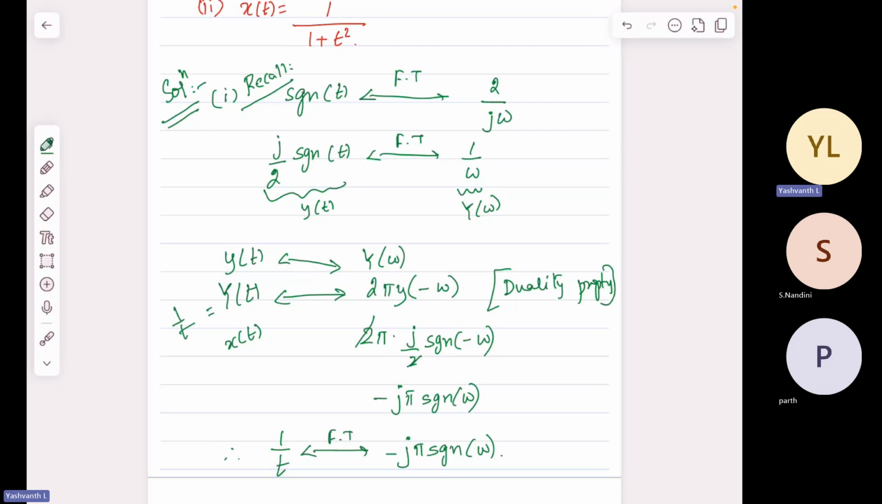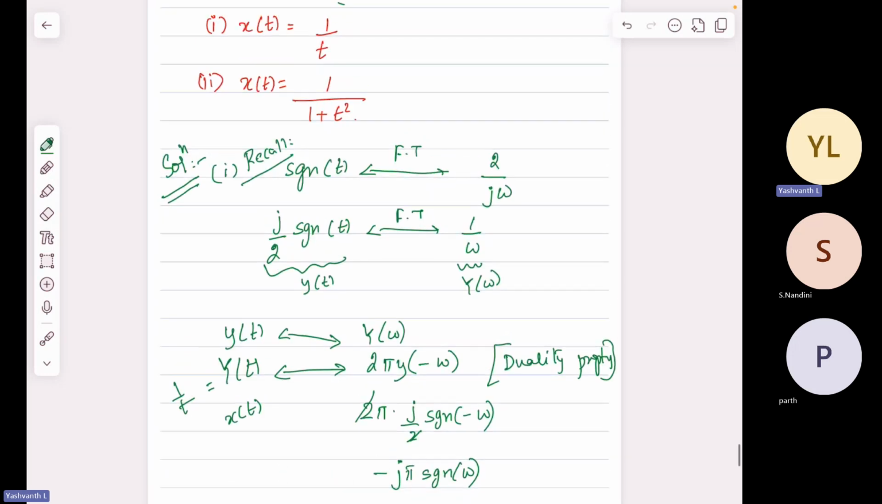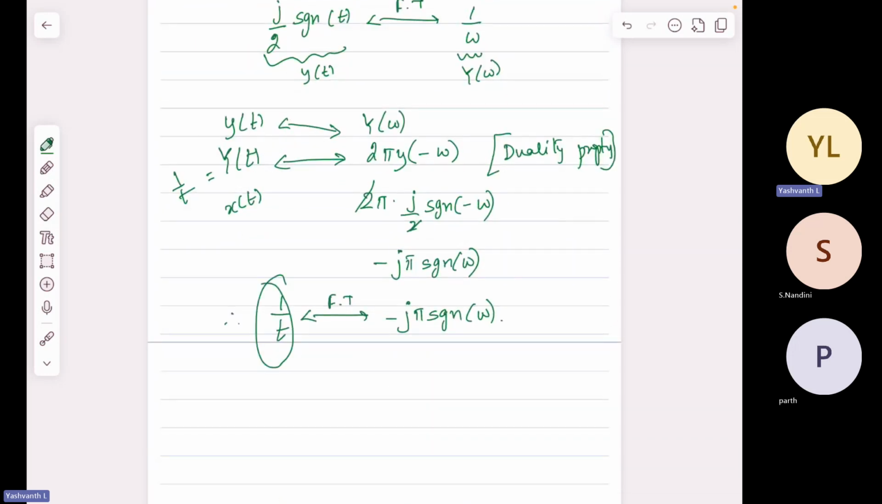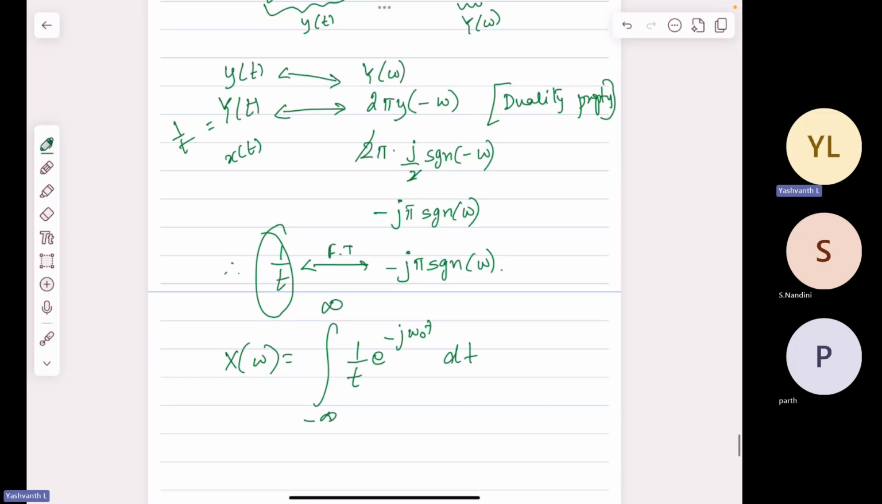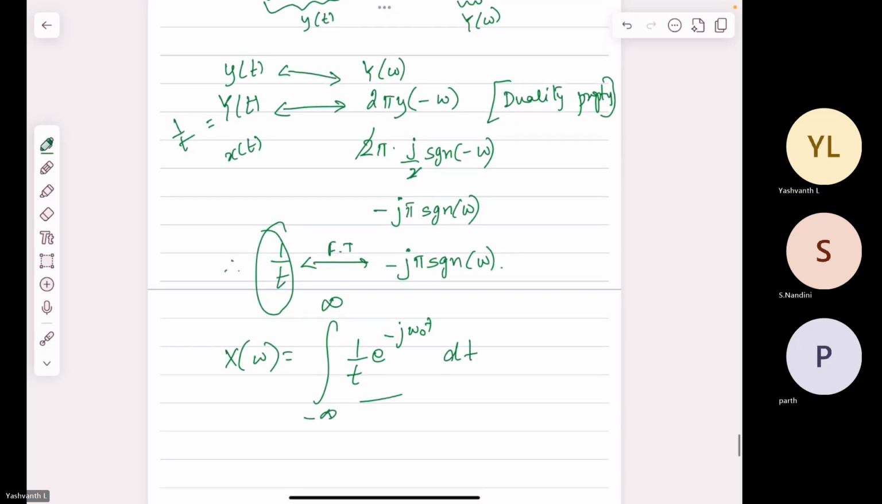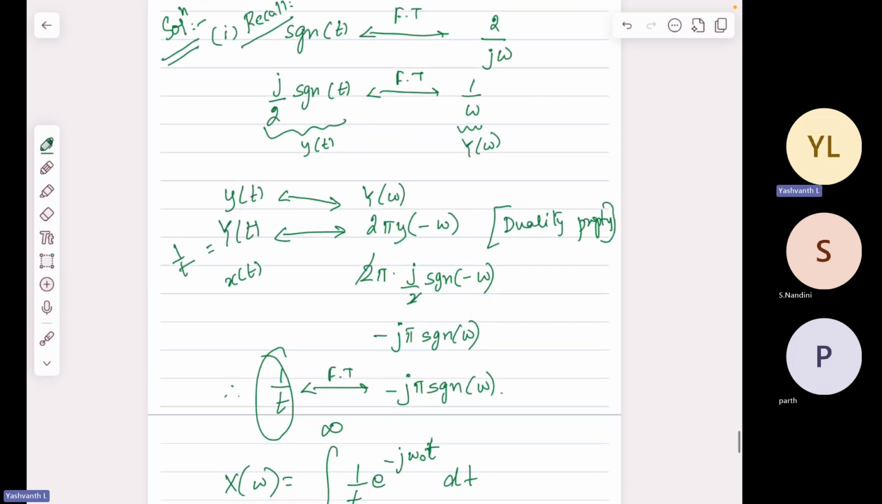See how nice, just by applying the property of the Fourier transform, you can derive the Fourier transform of one signal from another signal. Otherwise, if you were to do the integration, you would have done x of omega equal to integral 1 by t into e power minus j omega t into dt. See, maybe it is solvable. I'm not saying it is difficult. It is very difficult. Maybe you can solve something, but still you have avoided all of them.